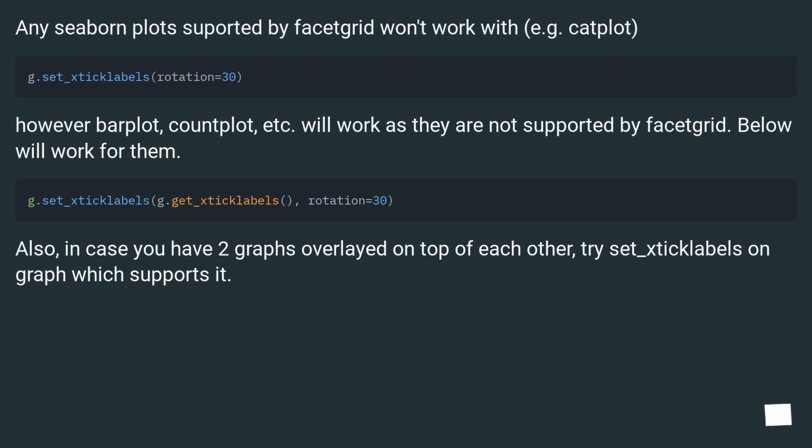Also, in case you have two graphs overlaid on top of each other, try set_xticklabels on the graph which supports it.